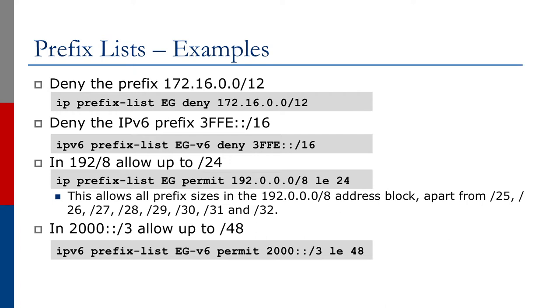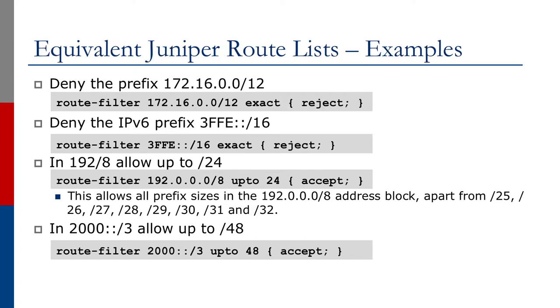Same thing for IPv6, you have 2000::/3, and you want to permit everything up to a /48, and this is how you'd specify it with LE, less than or equal to. The Juniper equivalent is shown on this slide, the exact ones we've already seen before. But to permit 192/8 any prefix that is up to a /24, you say route-filter 192.0.0.0/8, the match is up to 24, and then the action is accept. And same thing for IPv6, route-filter 2000::/3 up to 48, accept.